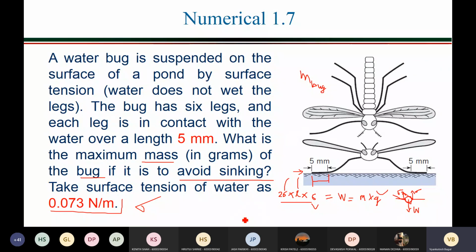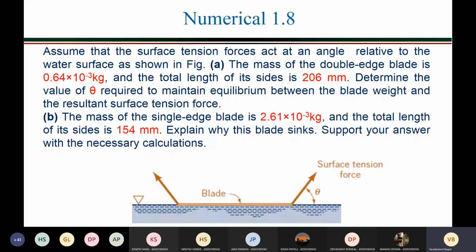See, in this numerical, what is important is understanding the concept. Calculation is secondary. Our focus, or at least my focus, is on the concepts behind. And I repeat, the same concept we have applied here. What is the concept? The vertical component of the surface tensile force is balanced by the weight of the bug. Now, last one. This numerical I leave it to you. You can do it on your own, and if not, I will provide the solution in our class material. Right?